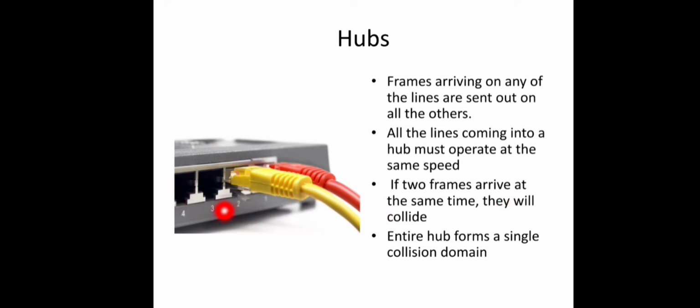Because a lot of cables are connected to the hub, and the hub may receive signals from multiple lines simultaneously, right? And they will definitely collide. That means the entire hub forms a single collision domain.